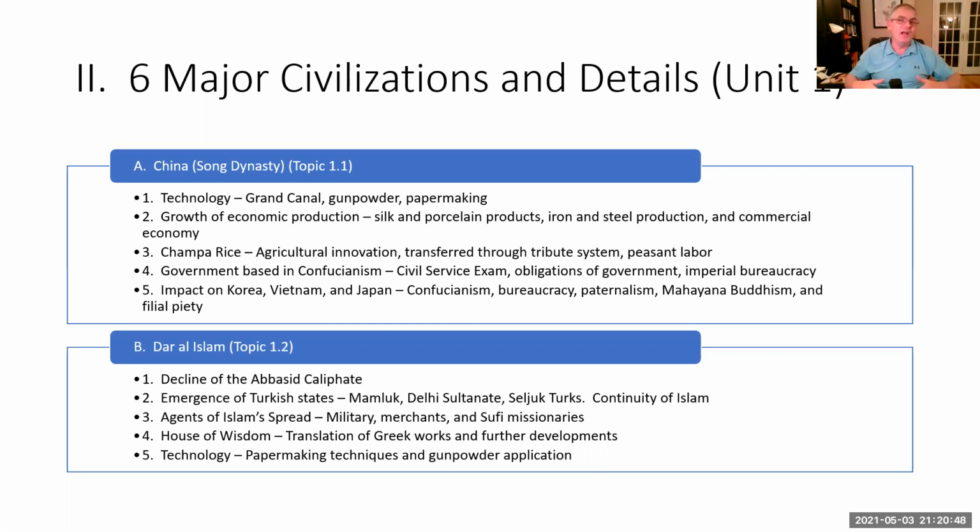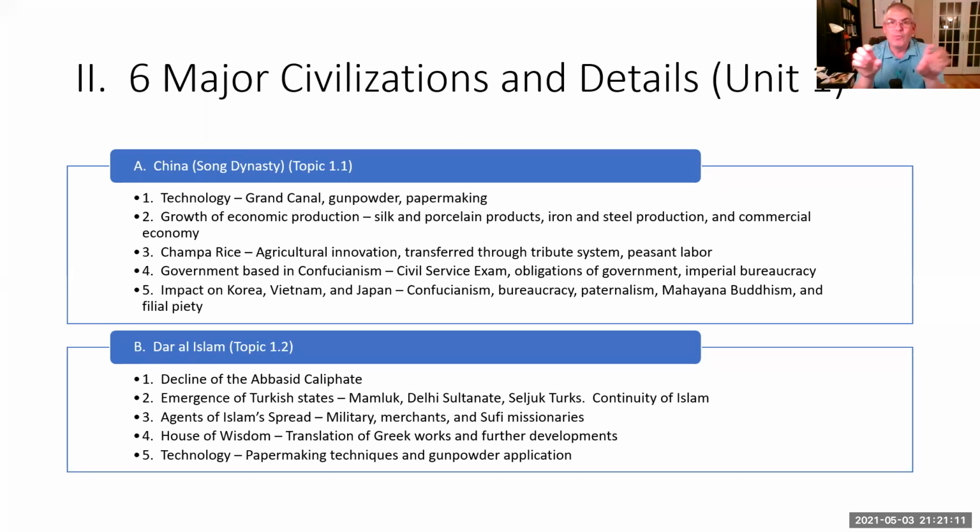But in Vietnam, the bureaucrats are going to be more loyal to the village than to an emperor. In Korea, they're going to be more connected to the nobility. In Japan, they're going to be more connected to military families. So even though Confucianism and the bureaucratic concept influence everybody, it doesn't mean that these other countries produce exact copies.